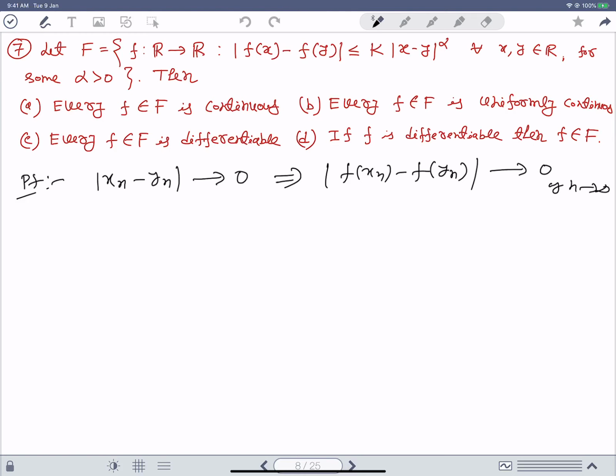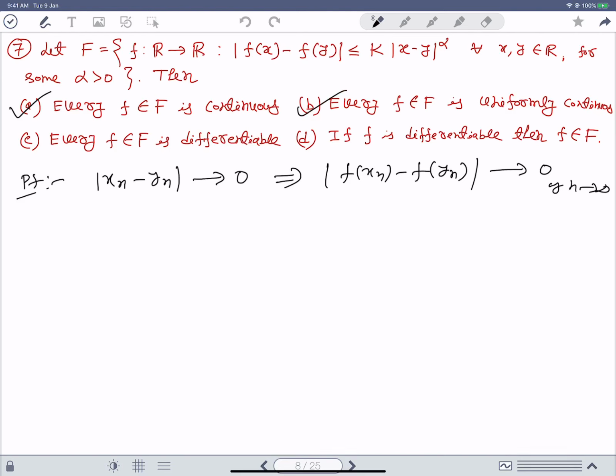Now, we also know that any uniformly continuous function is also continuous. Someone has written that it is Lipschitz. No, it is not the Lipschitz condition. The Lipschitz condition says that alpha equal to 1, and this is called Hölder continuous. If you take alpha equal to 1, then it will be Lipschitz continuous. Now, obviously, 1 and 2 are true.